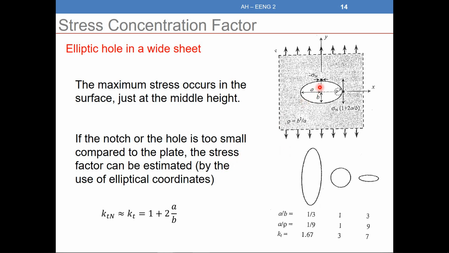So this is the same slide here. A and B, just as we said, are the two parameters for the elliptic hole. According to the value or the ratio of A and B, I will have different values of KT, the stress concentration factor. And that's what we said at the beginning, that the stress concentration factor depends on the geometry, on the size of the notch or of the hole. And that's what we can find here. So in the case of an elliptic hole like this, I have more stress concentration compared to a vertical hole, for example. So that's about the stress concentration factor.